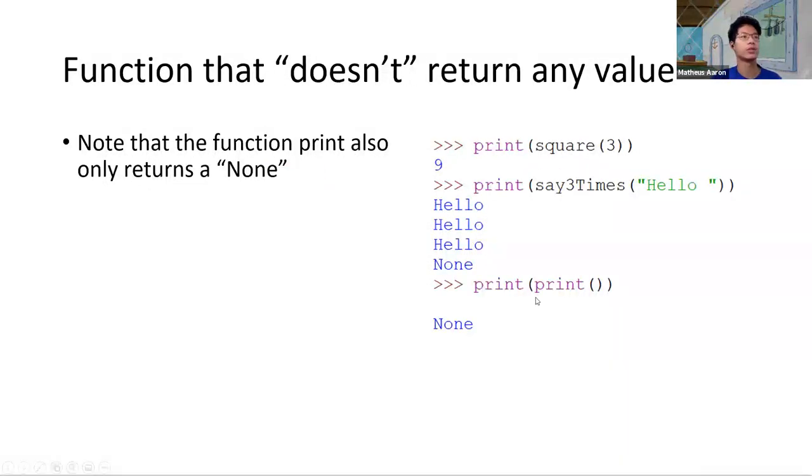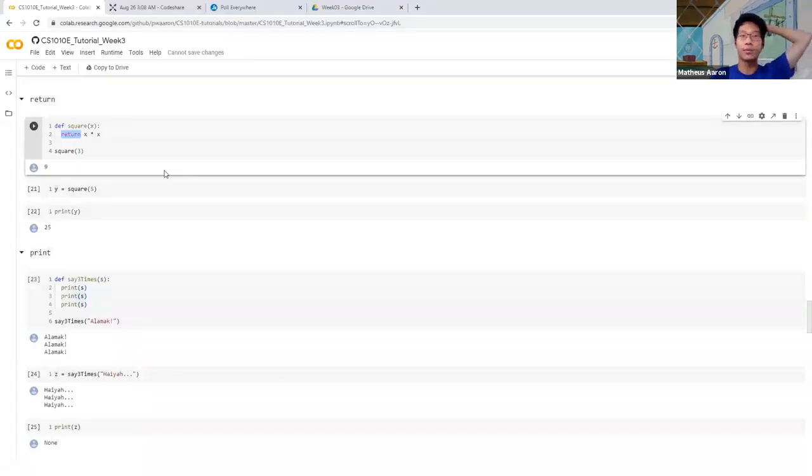See, if you just do a print, it's just gonna print None. That's not important. So okay, I think my explanation was not clear, but the best way to actually understand the difference between return and print is for you to try it yourself. That's why we have this Google Colab environment for you guys to try it yourself to see the difference.